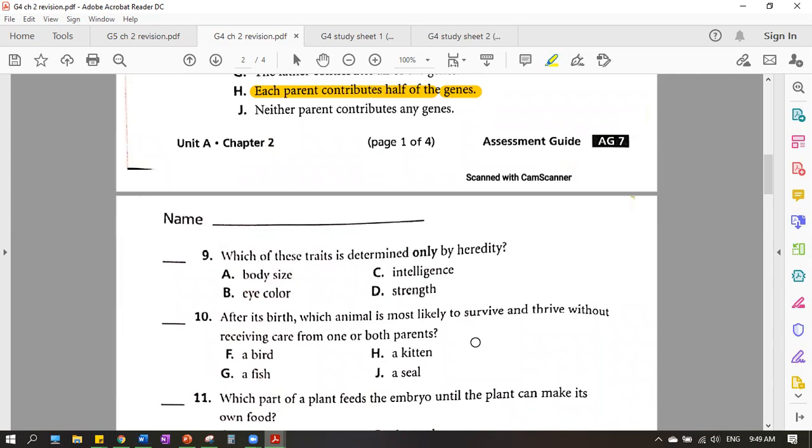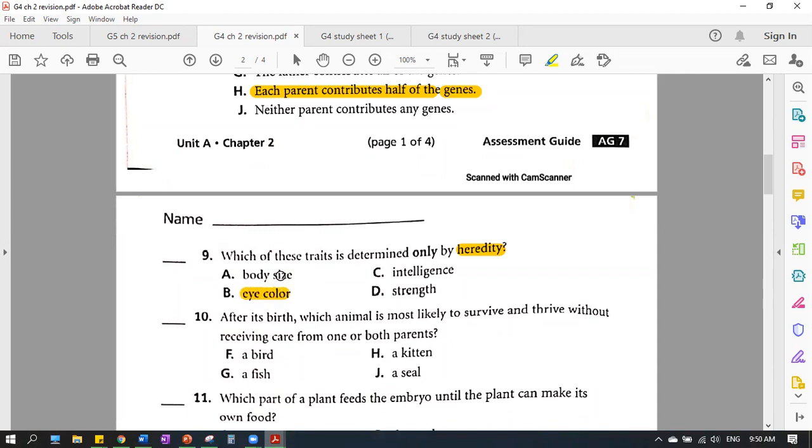Exactly. So, what do you think? Something that we get without actually earning it, like we are born with it. That's what we mean by heredity. Eye color. Is this Abdurrahman? Yes, Abdurrahman. The eye color. Thank you.